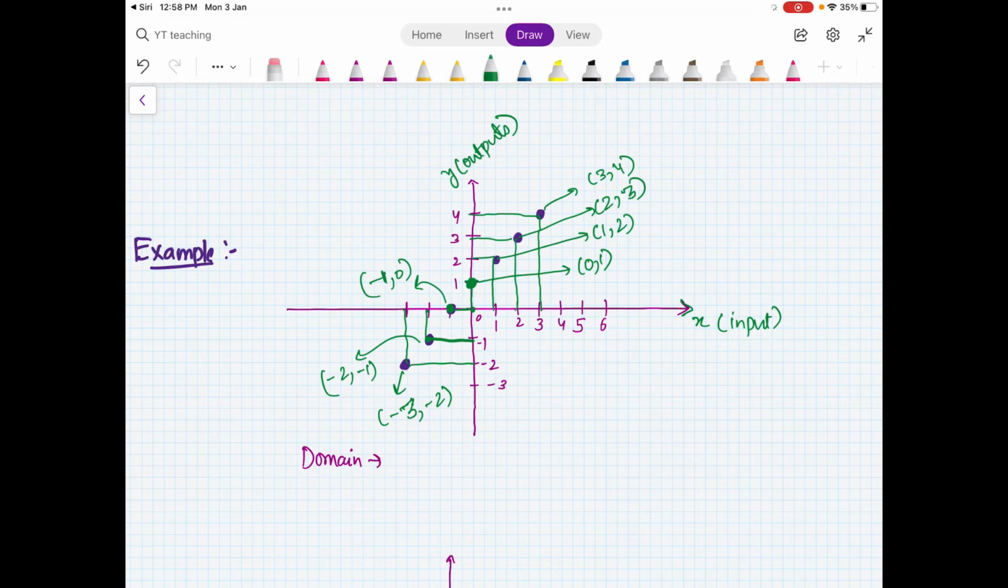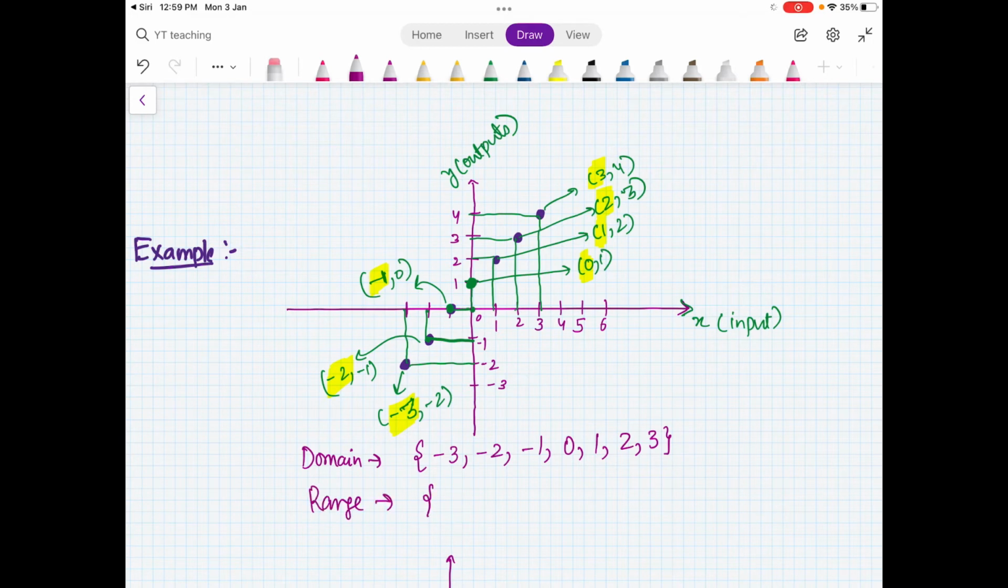Now you see, what are your inputs? Inputs are minus 3, minus 2, minus 1. And this point is left, this point is 0, 0, but this was not in our domain, right? Okay, so what are our inputs? Inputs will be minus 3, minus 2, minus 1, and then 0, 1, 2, and 3. So let me write down the domain set: minus 3, minus 2, minus 1, then you have 0, 1, 2, 3. Okay, and what is the range?